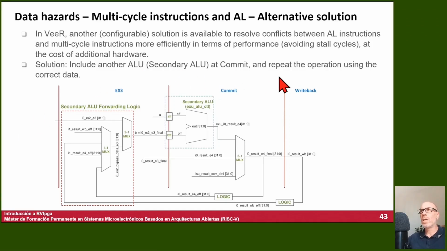VeeR EH1 offers a solution for multi-cycle operation dependencies using an arithmetic logic instruction. It introduces an additional ALU, one per path, in the commit stage. So when an arithmetic logic instruction depends on a previous multi-cycle operation, the ALU operation is recalculated in the commit stage using the correct operands, which are now available.